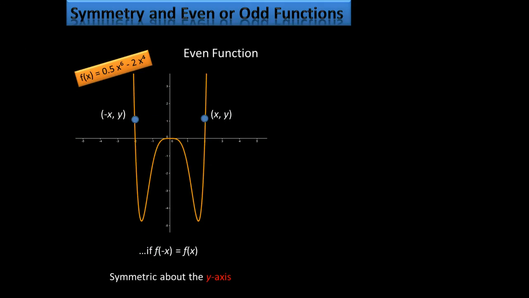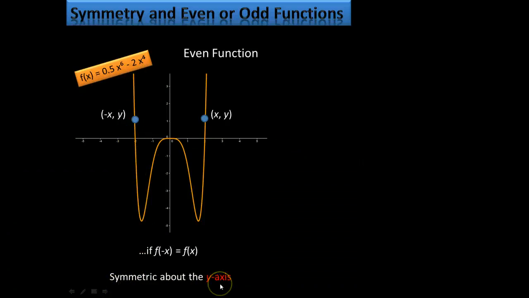And this is what we call an even function. And what makes a function an even function is when the left half of the graph is a mirror image of the right half of the graph. So you can see this right half is being mirrored over here on the left half. When that happens, that's called being symmetric about the y-axis.